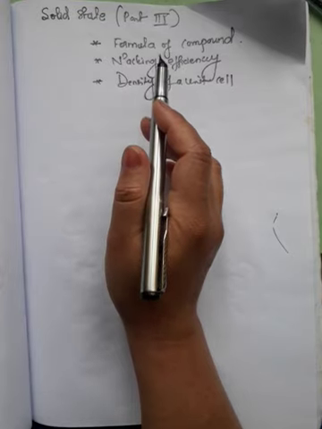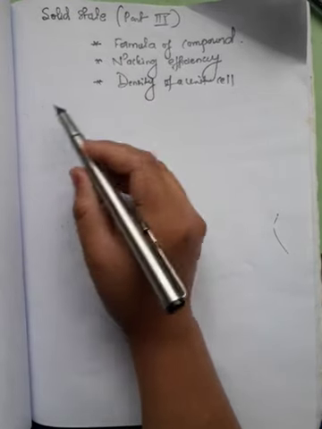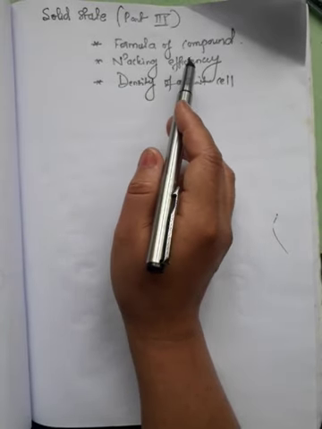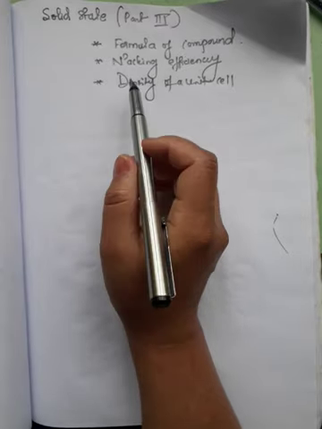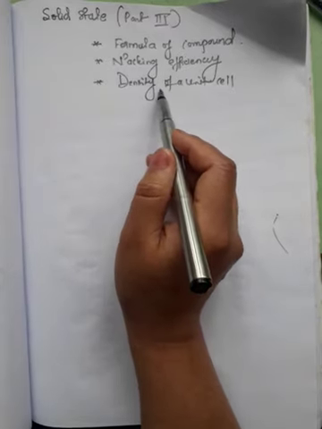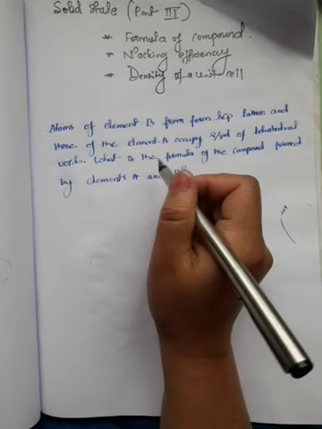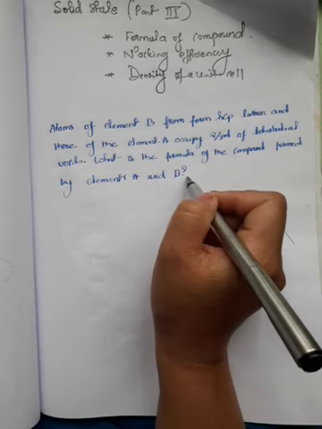Why part 3? Because I was unable to complete the whole topics in the previous video. So in this video we are going to continue with the formula of a compound. We'll try to derive the formula, then calculate packing efficiency and derive the formula of density of a unit cell. Now let us first try to derive the formula of a compound from the given question.